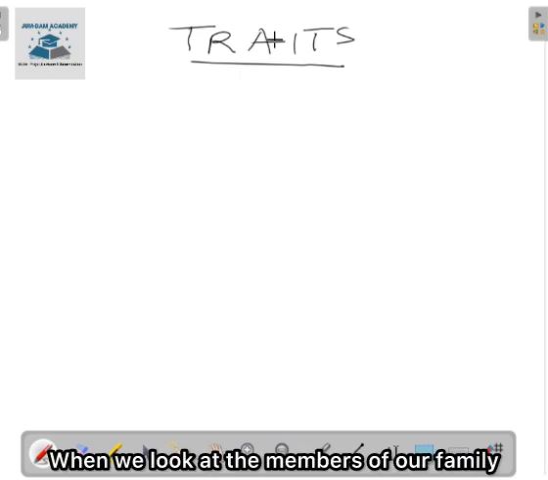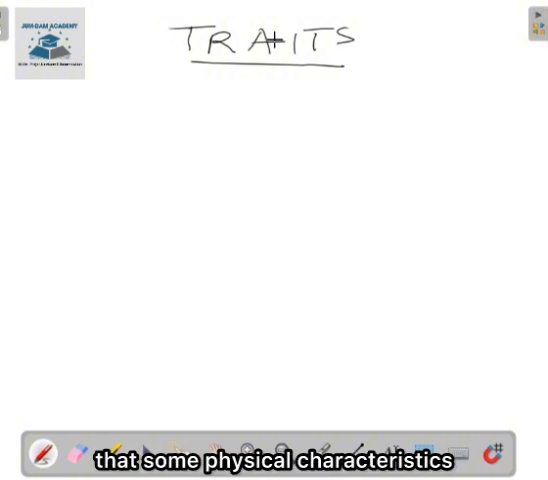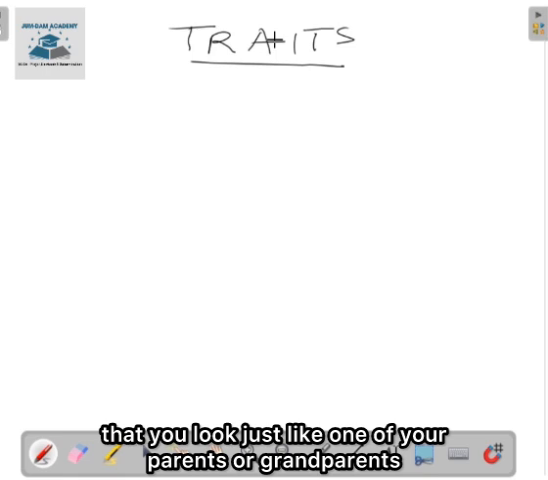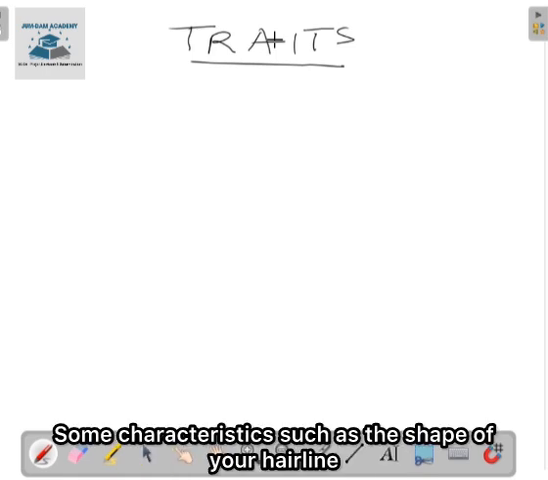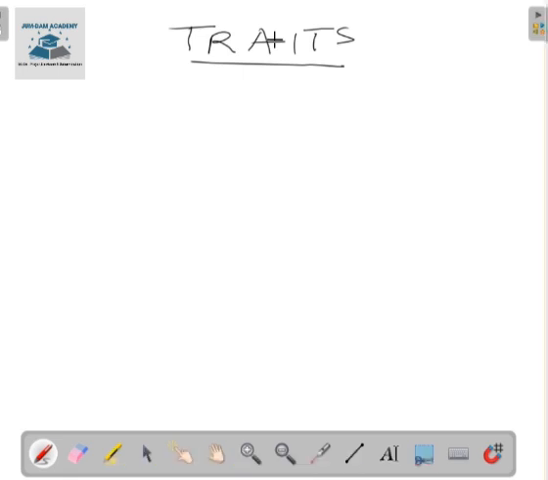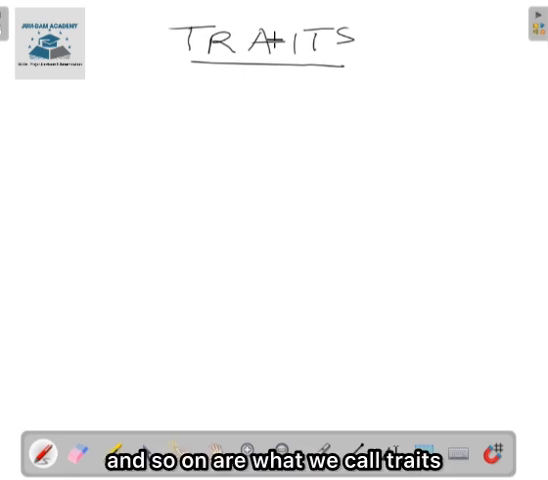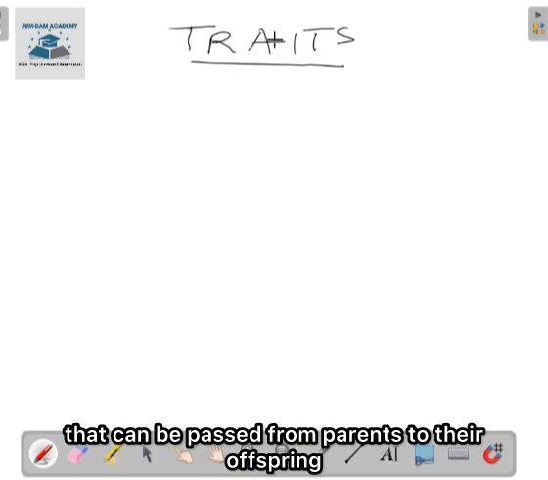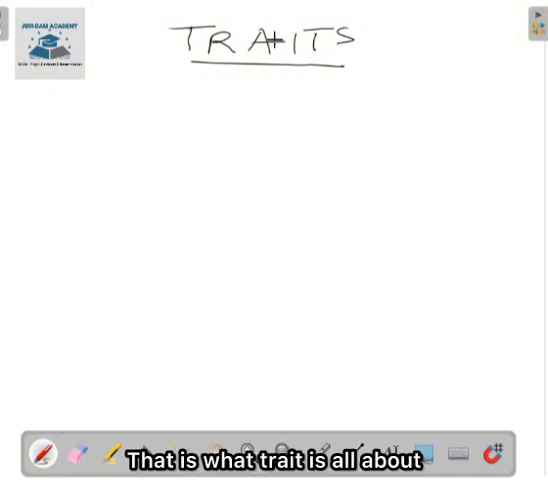When we look at the members of our family, it is easy to see that some physical characteristics or traits are shared. Or let me ask like this: has anyone ever told you that you look just like one of your parents or grandparents? Some characteristics such as the shape of your hairline, or whether your earlobes are attached or detached, or your skin color, or the shape of your nose, and so on, are what we call traits. That is, the characteristics that can be passed from parents to their offspring. That is what trait is all about.